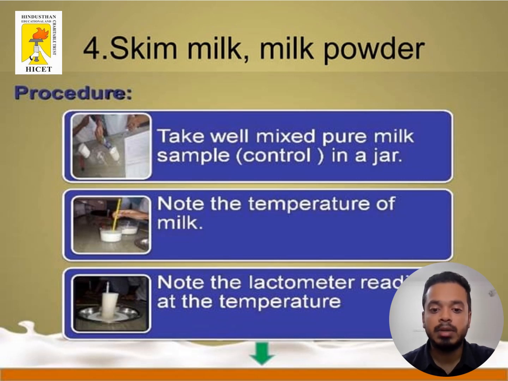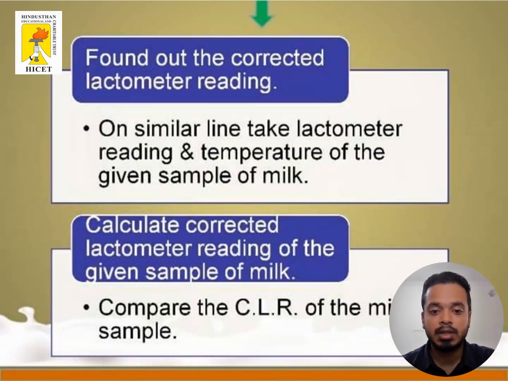Note the temperature of the milk. Note the lactometer reading at that temperature. Then find out the corrected lactometer reading. On similar lines, take lactometer reading and temperature of the given sample of milk. Then calculate corrected lactometer reading of the given sample of milk.